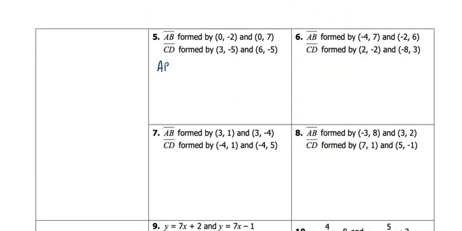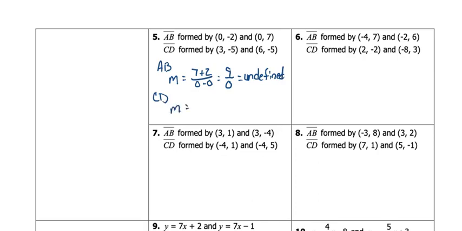Okay, number 5, AB, we're going to go ahead and find that slope. We have 7 minus negative 2, so plus 2, over 0 minus 0, which is 9 over 0. Now remember, I cannot have a division of 0 in the denominator, so this would be an undefined slope.